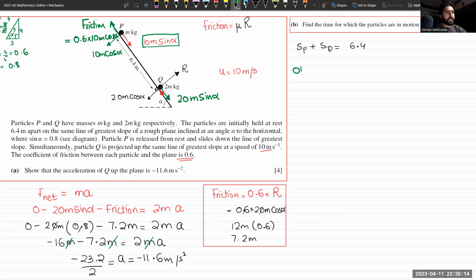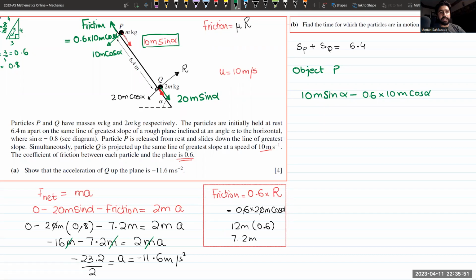So for object P, Sir, why did we take 10? mg, multiplying m with 10 for mg, that's why we took 10 m. So 10 m cos alpha, mass is the weight component acting down. Friction will oppose the motion, which is 0.6 into 10 m. The weight component acting down is 10 m sin alpha, not cos.